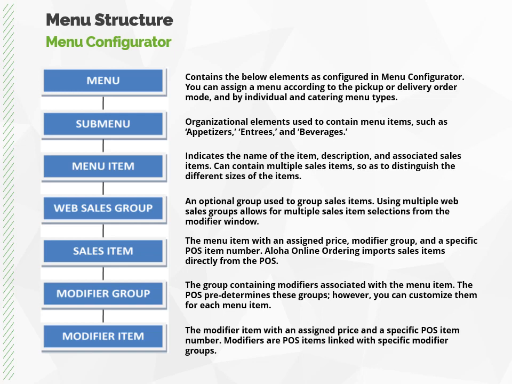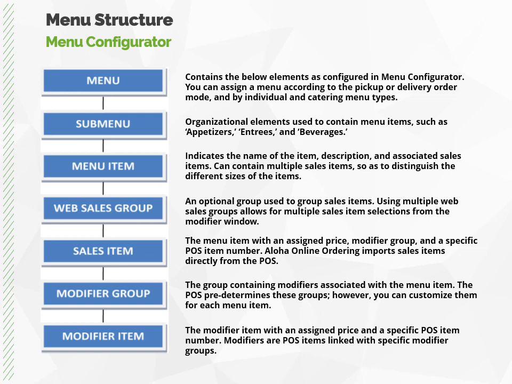Submenus are organizational elements used to contain menu items such as appetizers, entrees, and beverages. Menu items indicate the name of the item, a description, and associated sales items. Menu items can contain multiple sales items so as to distinguish the different sizes of the items. Web sales groups are optional and are used to group sales items. Using multiple web sales groups allows for multiple sales item selections from the modifier window.